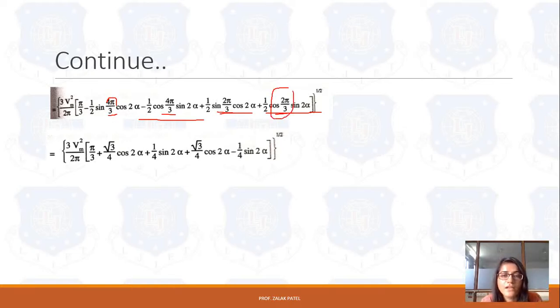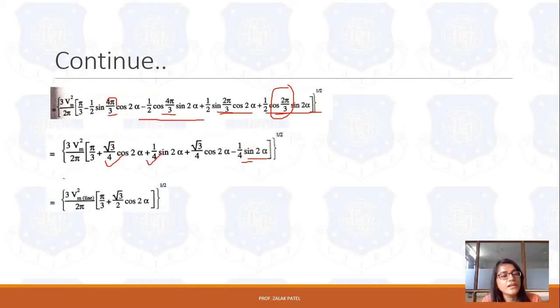So the final equation: cos 2 pi by 3 is minus 1 by 2. So 1 by 2 is already there. So 1 by 2 into minus 1 by 2, so minus 1 by 4 sine 2 alpha is there. Same way you can put the values of sine 2 pi by 3 also here. So it is root 3 upon 2. So root 3 upon 2 into 1 by 2 means root 3 by 4 cos 2 alpha. Similarly you can do this for these two terms also. So the values are root 3 by 4 and 1 by 4.